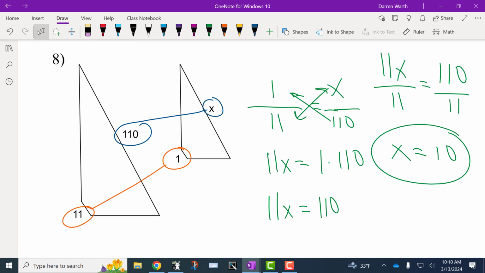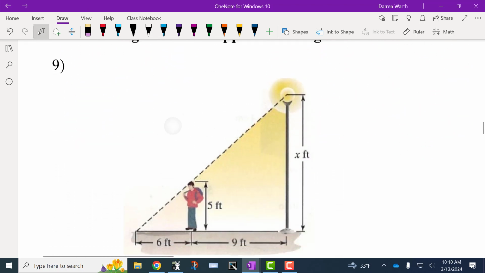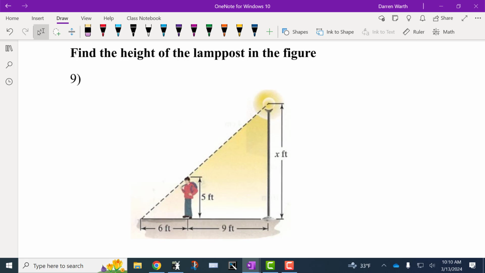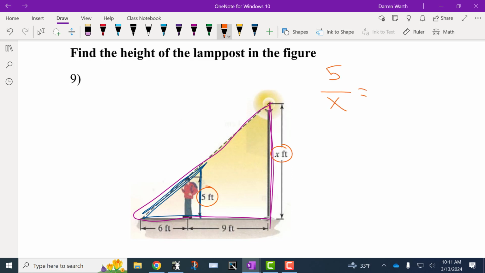Okay, now looking at this problem right here on this next one, it says find the height of the lamp post. So again, you're going to notice that you've got a smaller triangle inside of here. And so the smaller triangle is sitting right here. So here's my smaller triangle. And then that's going to be in proportion to my larger triangle, which is this one right here. So notice, we're going to set up our proportion the same way. We're still going to go smaller triangle to bigger triangle. So I'm going to go 5 all over x, all equals.